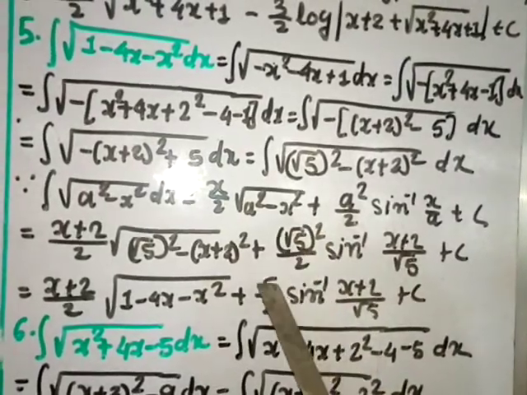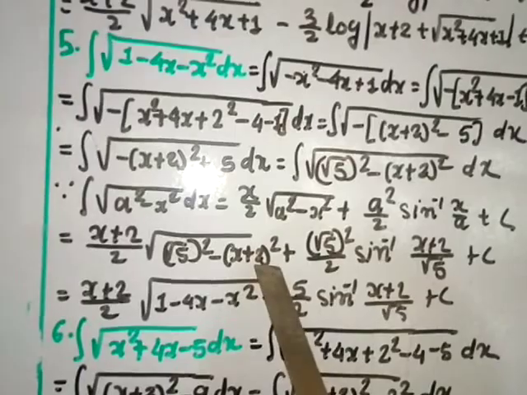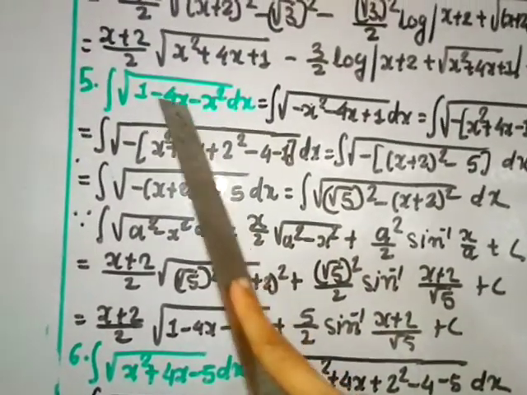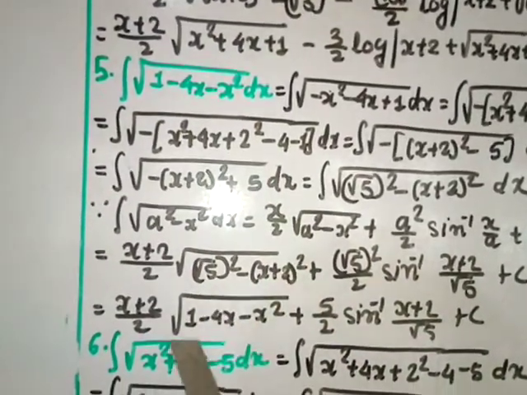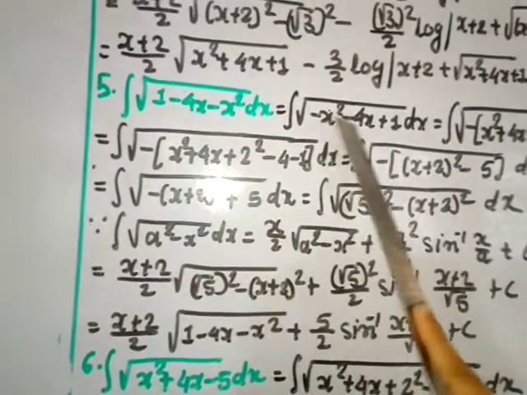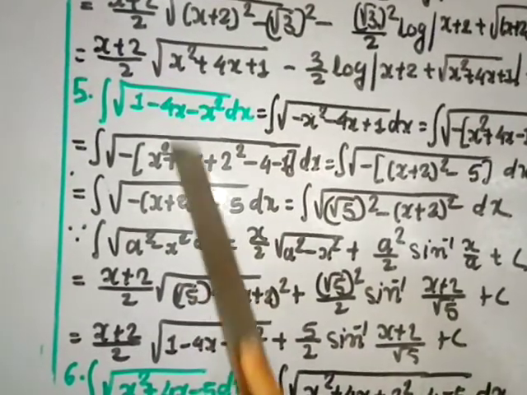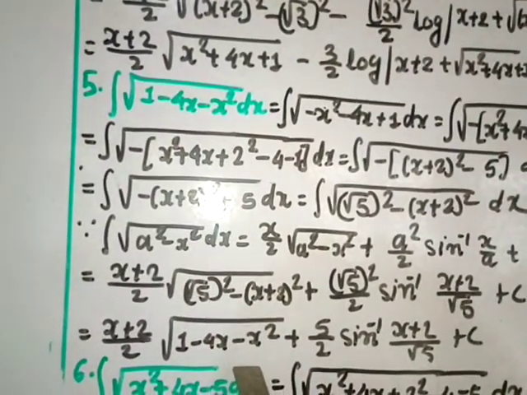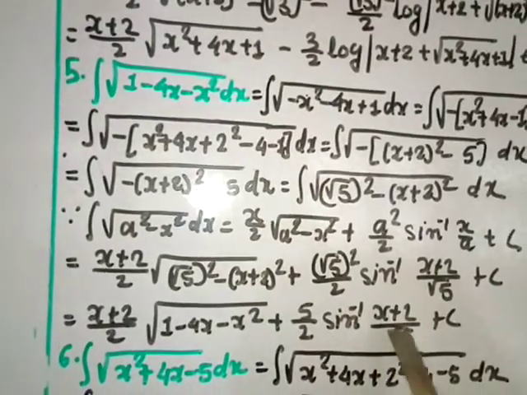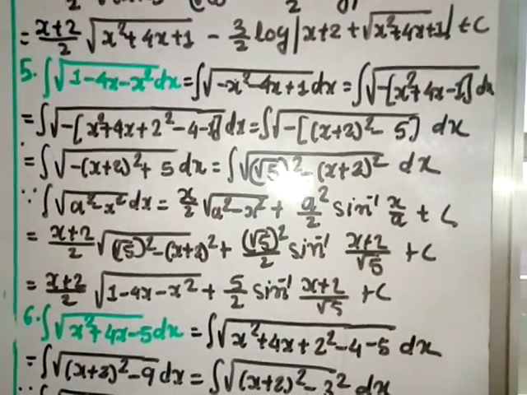Root 5 square is 5, so I have written this as it is, and this as we have written before, that this is nothing but coming from here. So I write this back. So instead of this, 1 minus 4x minus x square. Why? Because we have simplified and come to this place. So this is from here, so we write back that value, plus 5 by 2 sin inverse (x plus 2) divided by root 5 plus c. So that is the answer for question number 5.